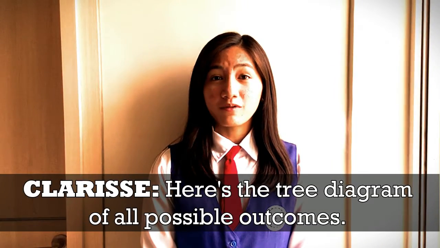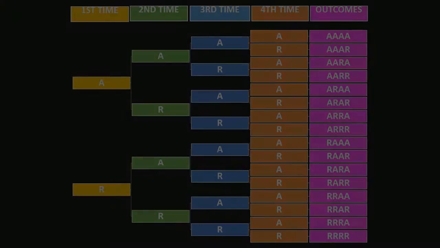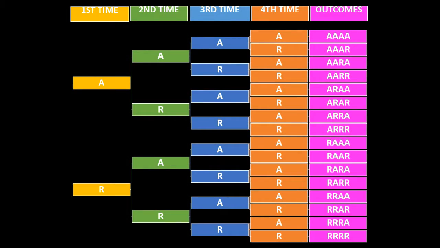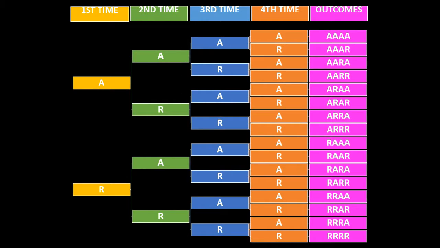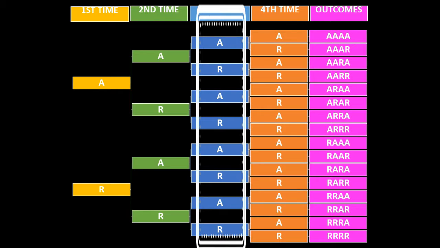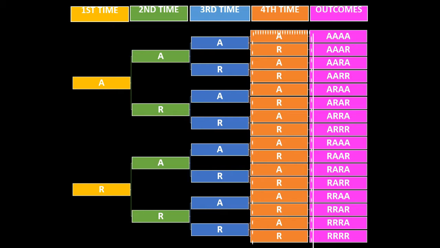Here's the tree diagram of all possible outcomes. Since the maximum number of times for each person is 4, we divided the tree diagram into 5 parts: the first time, second time, third time, fourth time, and the outcomes. For the first time part, we wrote A and R, our only 2 choices. For the second time part, we wrote the same choices for both A and R, producing 2 A's and 2 R's. For the third time part, we had 4 A's and 4 R's. Lastly, for the fourth time part, we had 8 A's and 8 R's.